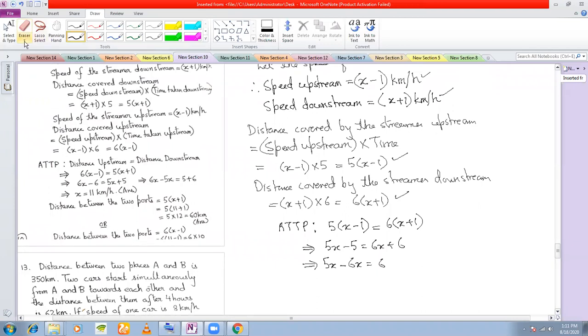Oh, I have made a mistake here. What is the time taken upstream? Time taken upstream is 6. So this is 6 into x minus 1. And the time taken downstream is 5. Obviously, it will take less time. So 6 into x minus 1 is equal to 5 times x plus 1.